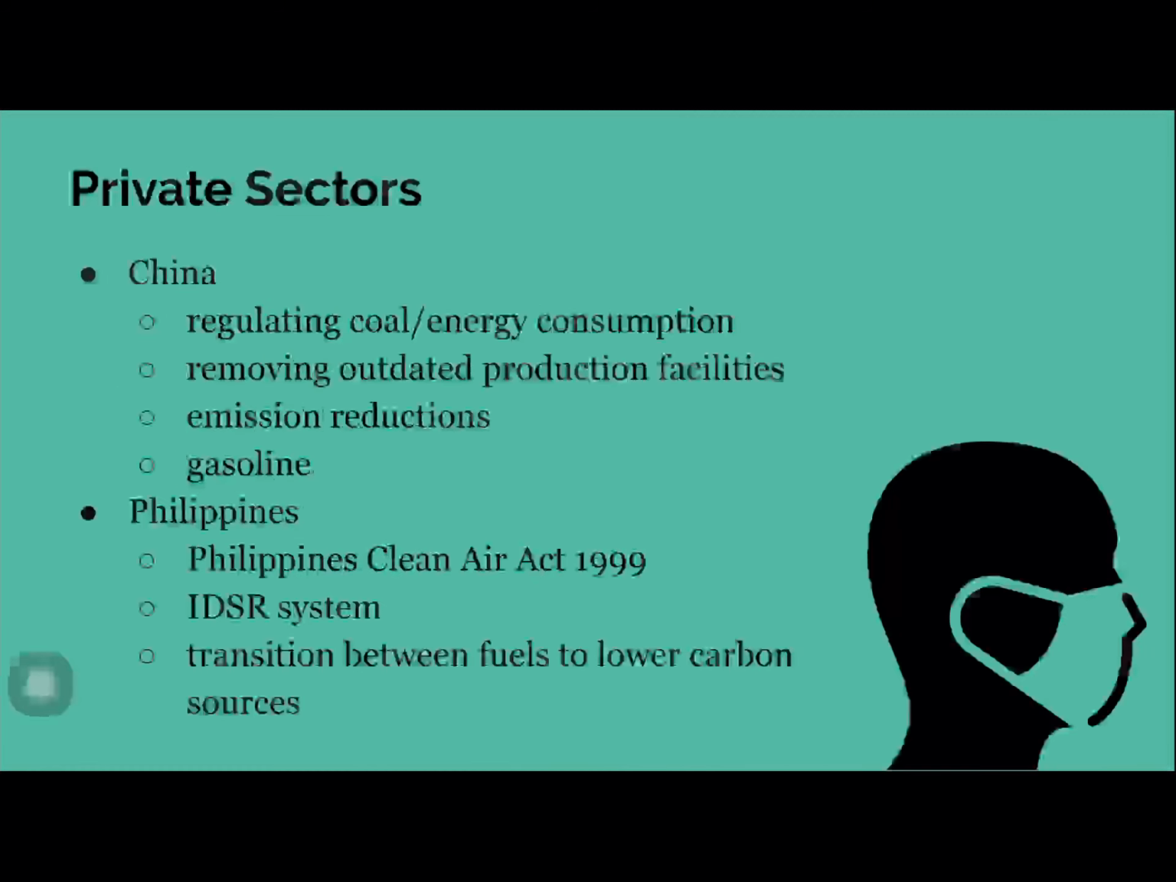Private sectors. In China, the country has been regulating and controlling coal and energy consumption of industries, focusing on removing outdated production facilities. Moreover, the government has been prioritizing nitrogen oxides and sulfur dioxide, which are sources of coal pollutants, also emissions reductions for electrical power and petroleum refining, and lastly, they have been improving gasoline quality as well.